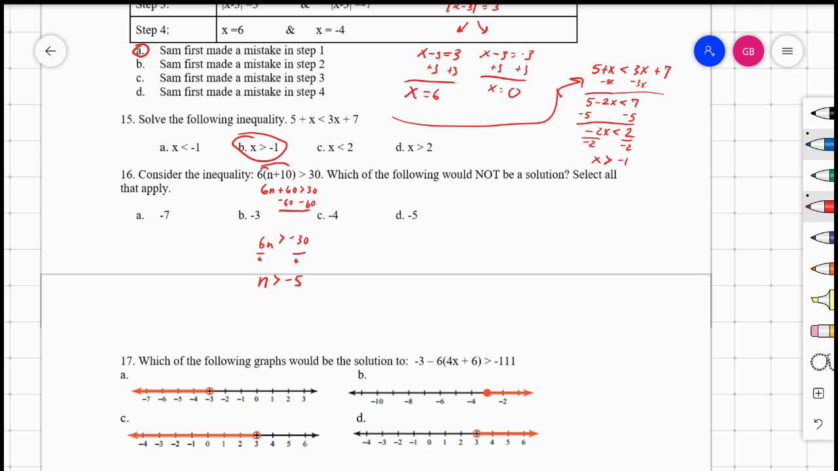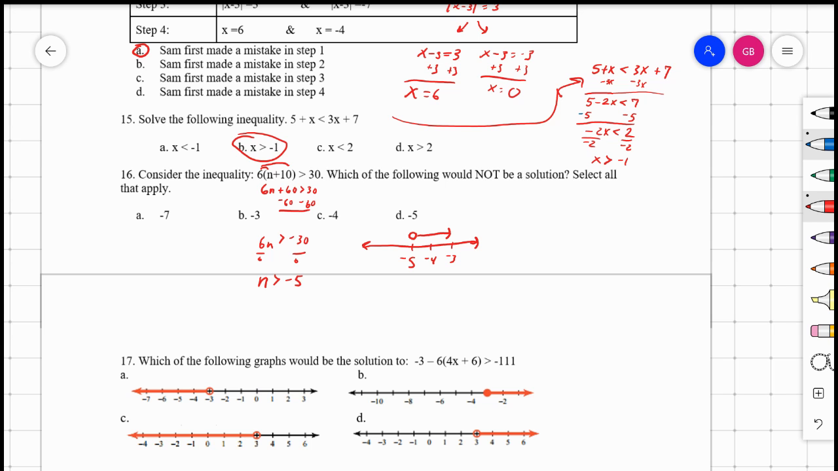Okay, I think it's going to be easier if we see a graph of this. So at -5, it's going to be open. It's going to be to the right. So all the numbers greater than -5, like -4, -3, and so on. Okay, those are the solutions.